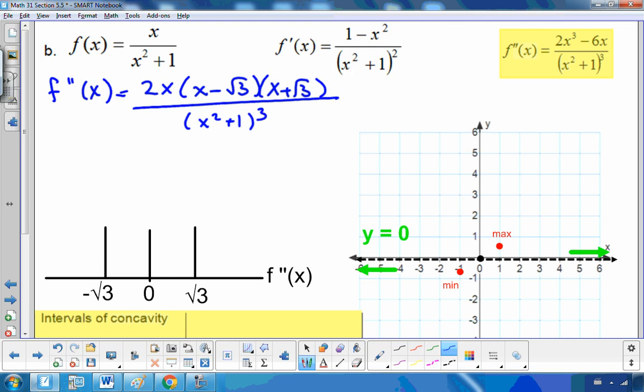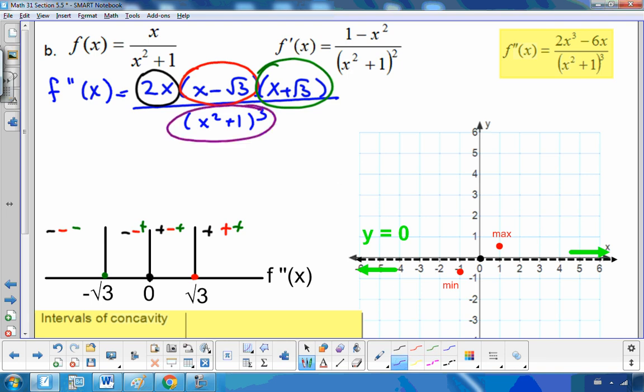Okay, so I have critical values, or sorry, key points at 0 and positive and negative root 3. So 2x is 0 right here. And to the left, it will be negative, and to the right, it will be positive. X minus root 3 is 0 right there, so to the left, it's negative, and to the right, it's positive. X plus root 3 is 0 there, to the left, it's negative, and to the right, it is positive. And my denominator here is always going to be positive, since I have any number squared, which is positive, plus 1 is still positive, and cubed is also still positive.